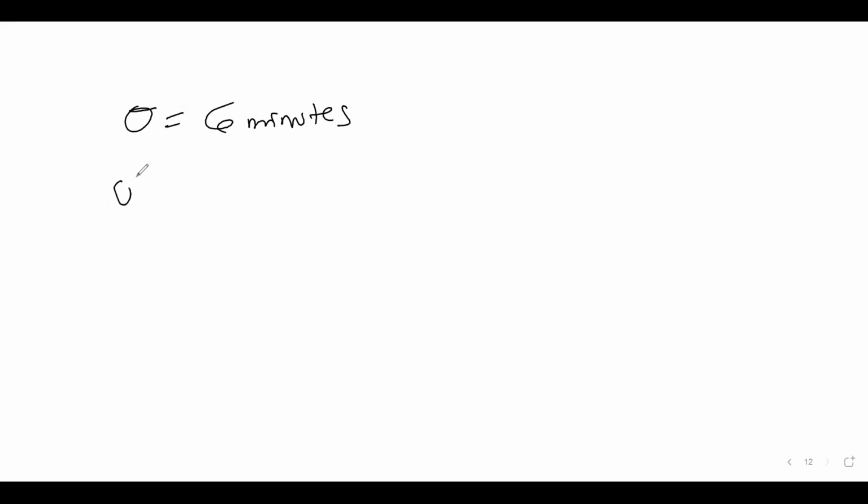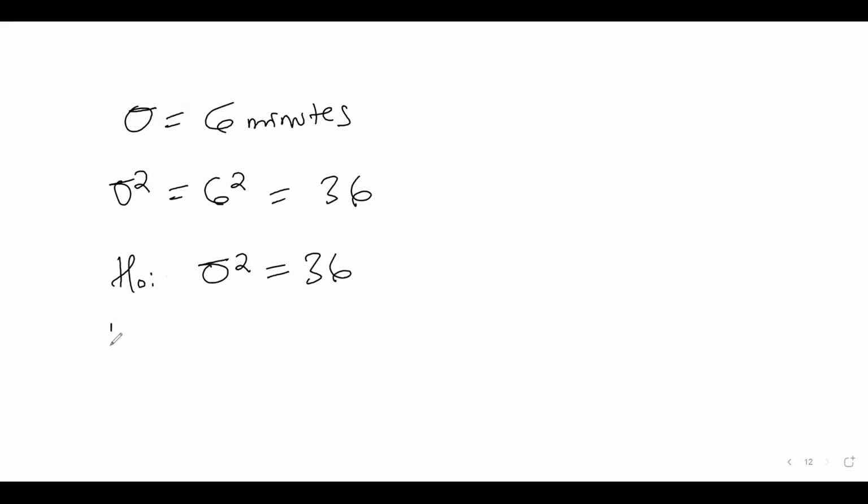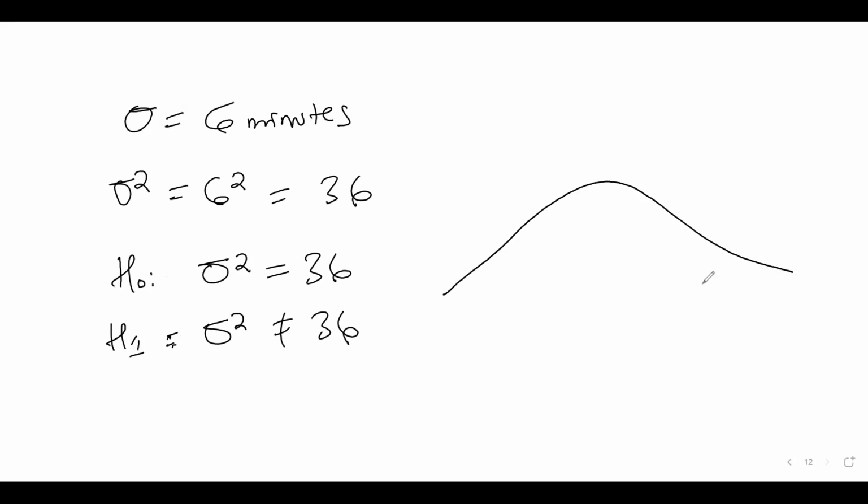it means the variance is 6 squared, all right? The square of standard deviation is variance, and so that will give us 36, okay? So our null hypothesis is that the variance is equal to 36. Our alternative hypothesis is that the variance is not equal to 36, all right? So here I'm going to draw our chi-square curve, okay?